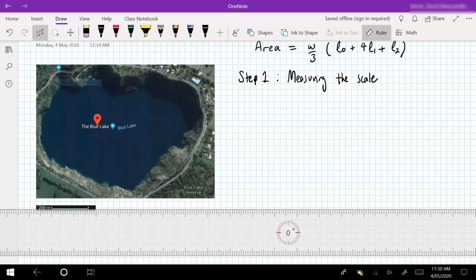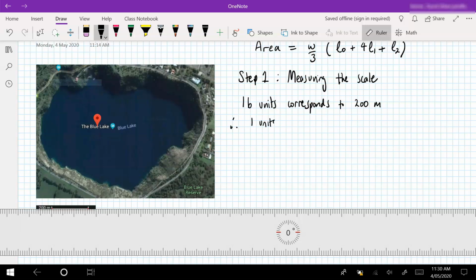So we need to work out, using a ruler, in this case our ruler doesn't actually have centimetres and millimetres, but we need to work out what each unit on our ruler corresponds to. So we measure it here to show that 16 units corresponds to 200 metres. If we divide both numbers by 16, we get that one unit corresponds to 12.5 metres. We're going to use that as a starting point for our calculations.